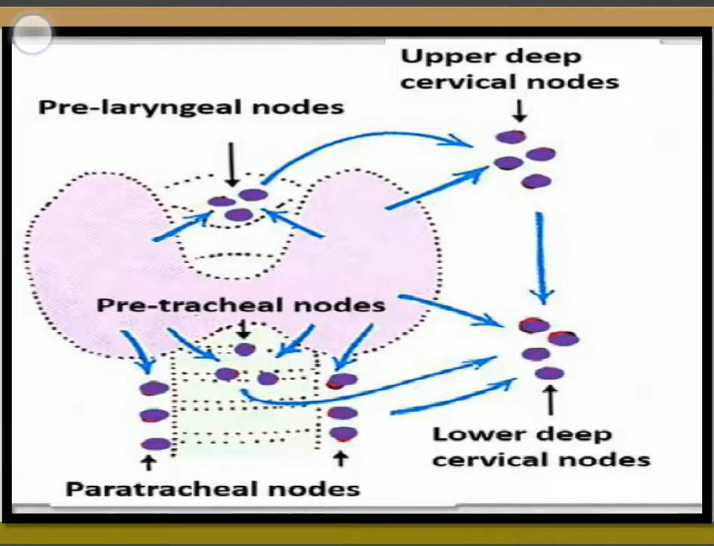So again this image, the lymph from the upper part, either it goes directly to the upper deep cervical lymph nodes or it goes through the prelaryngeal. These are the prelaryngeal lymph nodes. So either it goes directly or it goes through the prelaryngeal. From the lower part, either it goes directly to the lower deep cervical nodes or it passes to the pretracheal and paratracheal and then it goes to the lower deep cervical nodes.